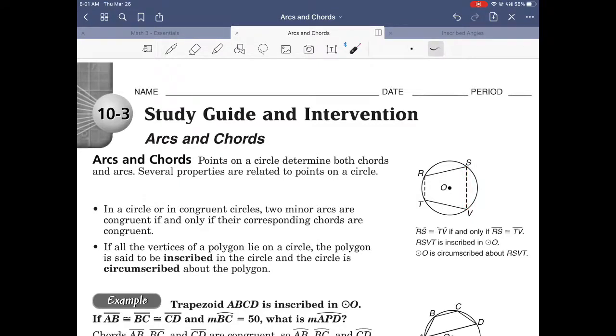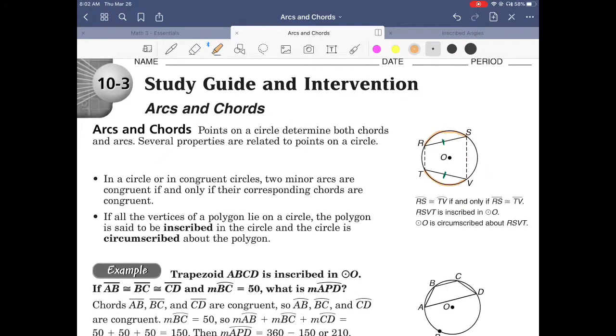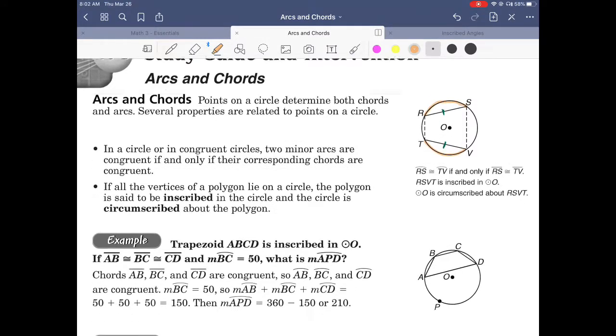We also need to know that if my segments are congruent, so if RS is congruent to TV, then the arc that it creates, remember the arc is part of the outside of the circle, will also be congruent. So arc RS will be the same as arc TV. Okay. This will help me find different measurements of angles in a little bit. It'll also help me determine the arc measurements.